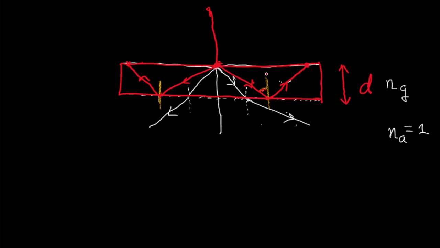So here I have drawn only a 2D figure, and that's why it looks like you get a bright spot here and a bright spot here. But if you consider a 3D figure, what will you get? If you connect all these bright spots, you will get a circle. Eventually you will get a circle like this.